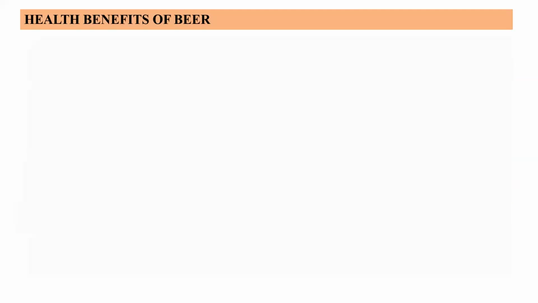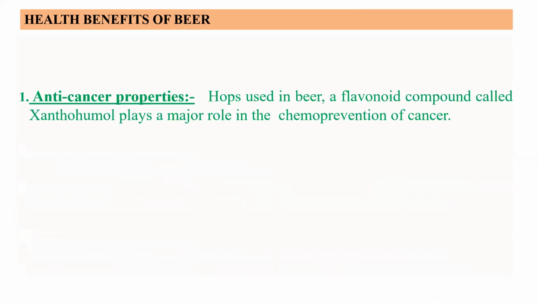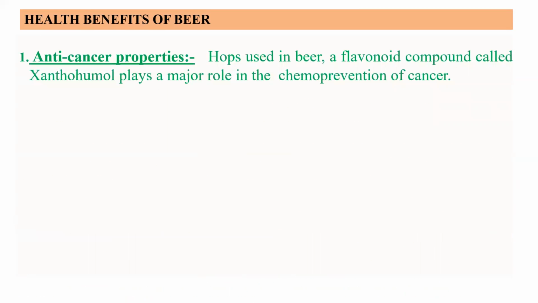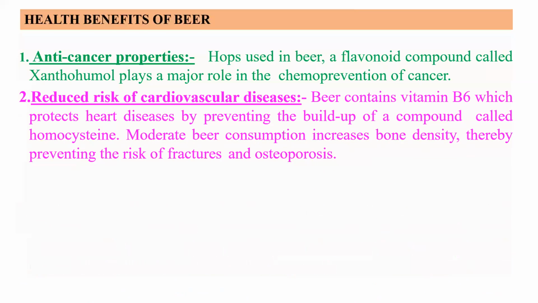So, some words about the health benefits of beer. Beer has some anti-cancerous properties. In hops used in beer, a flavonoid compound called xanthohumol plays a major role in the chemoprevention of cancer. It also shows reduced risk of cardiovascular diseases, as beer contains vitamin B6, which protects against heart disease by preventing the buildup of a compound called homocysteine.